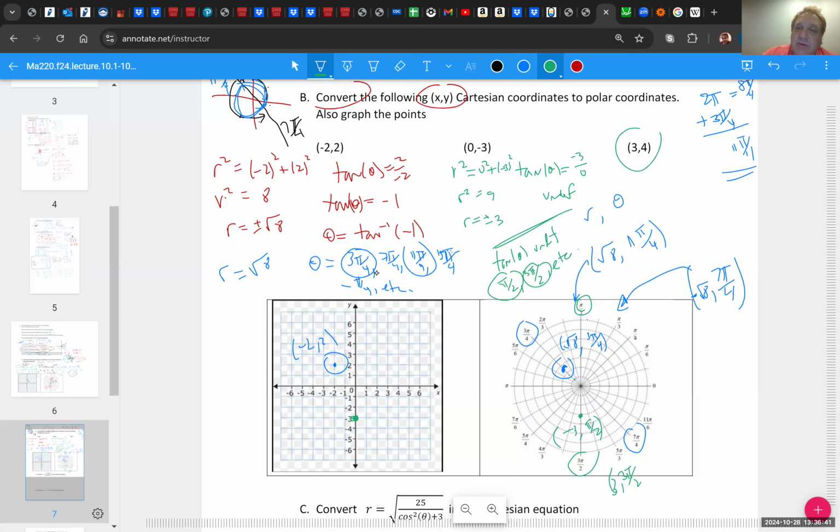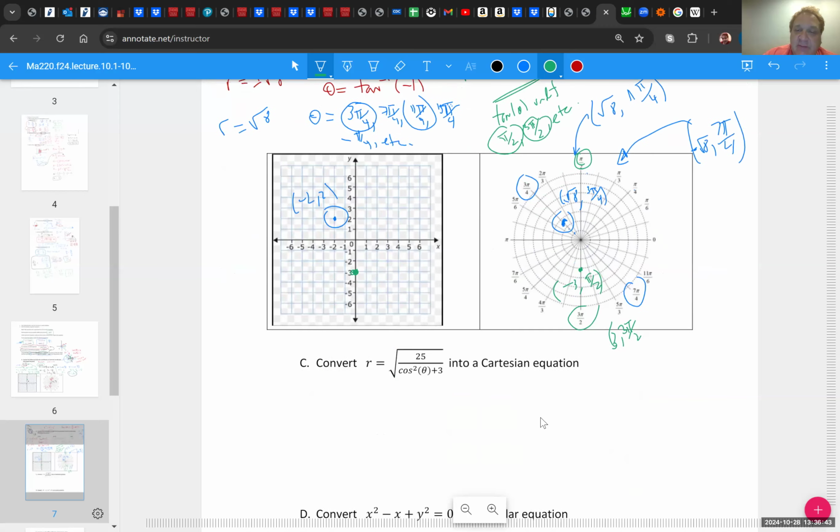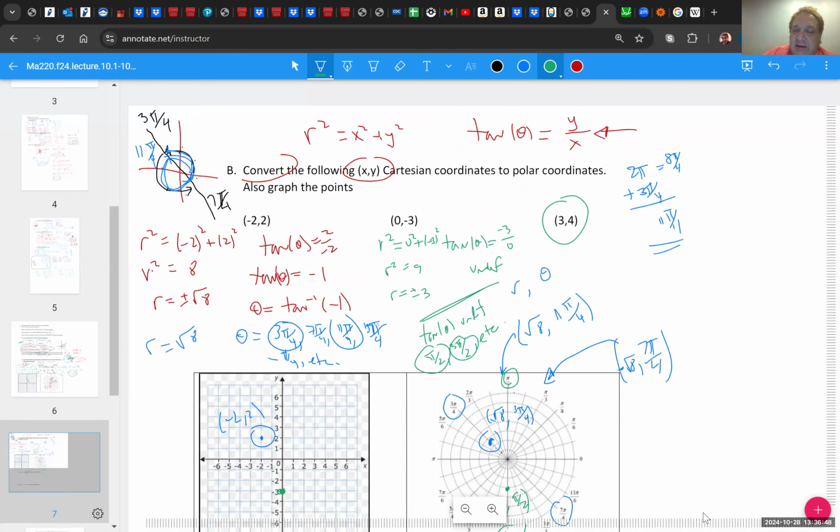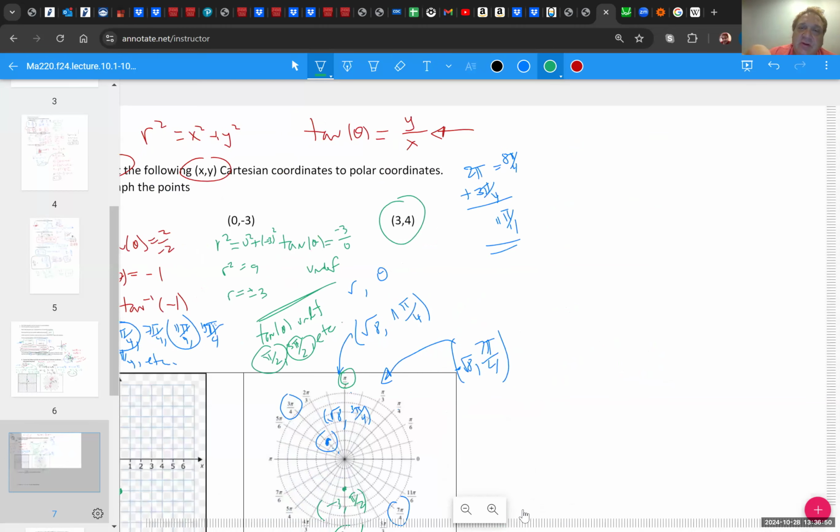All right, and lastly, we have 3, 4, which I don't have a space for. And it's the same kind of thing. So if you want to try that exercise to see if you can come up with the possible r, theta values for 3, 4, I'll do it right here.